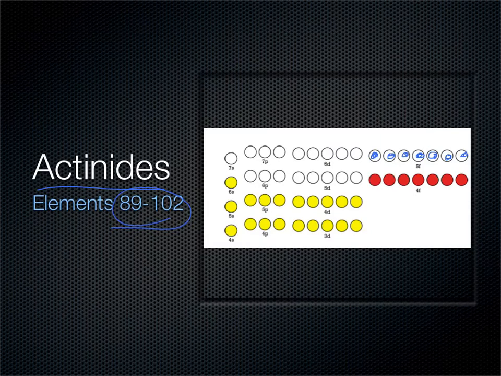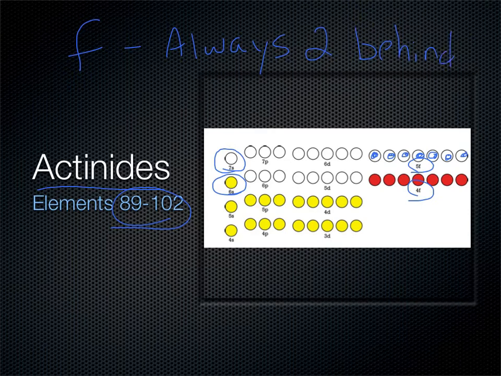These are the Fs, and you'll notice that, if we go back to the other one, we've filled a 6s, then we're filling a 4f. In the actinides, we've filled the 7s, and then we've gone to the 5f. So you'll notice that Fs are always 2 behind what you're filling in your S's. Okay, so we said D's were always 1 behind, F's are always 2 behind.